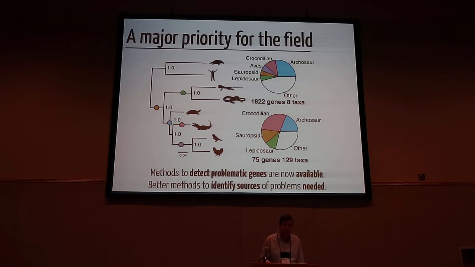So we now have straightforward methods to detect these problematic genes. You can do this with Bayes factors like we did. You can do this with likelihoods. If you're working with big phylogenomic data sets, I would really suggest that you do. But what we really need are better, faster methods for identifying the actual sources of these problems that will allow us to screen them out in the first place and identify them.